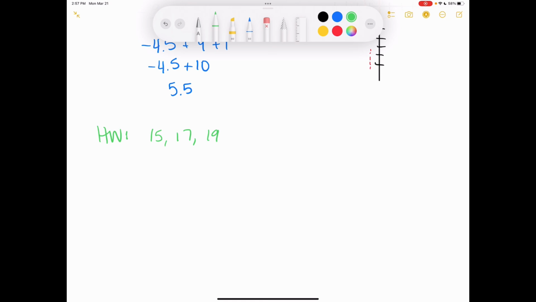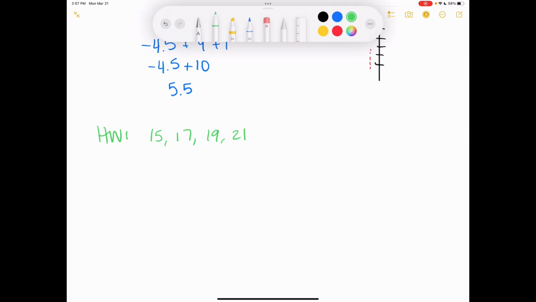19 and 21. Okay, 19 and 21 are going to end up with fractions, but they shouldn't be too bad. 21 is going to be a little worse than 19, but neither one of them should be too bad in terms of the math that you have with it.